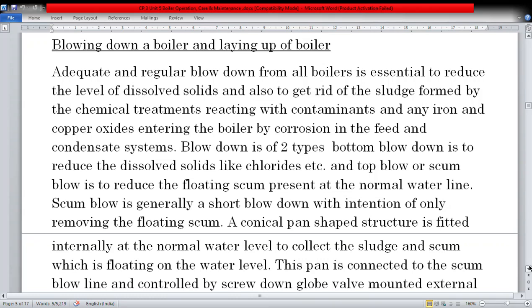So in this video we'll cover how we do blowdown of a boiler and laying up of a boiler. This was a direct question by the surveyor in the MMD oral exam.